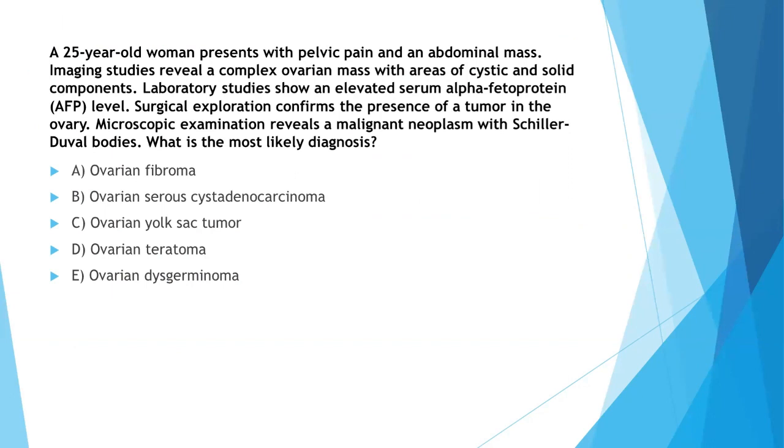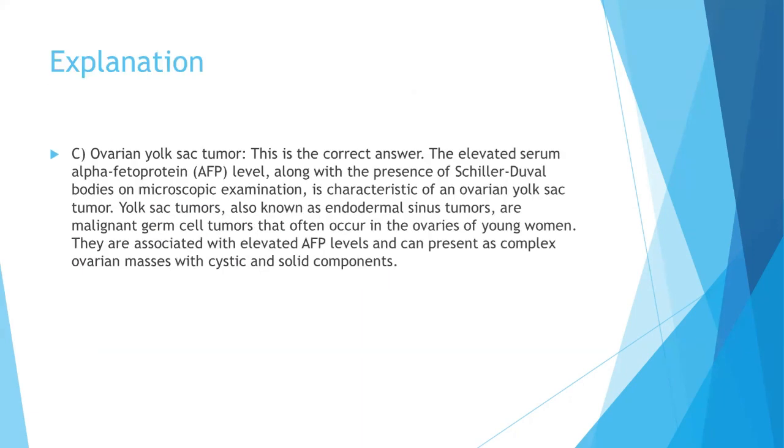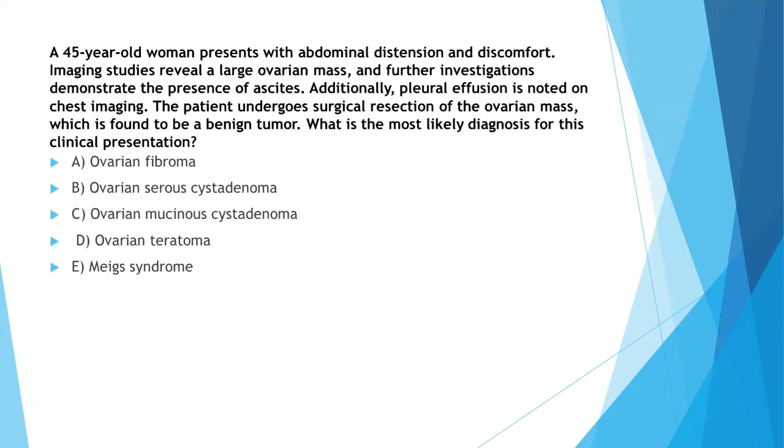A 25-year-old woman presents with pelvic pain and abdominal mass. Imaging studies reveal a complex ovarian mass with areas of cystic and solid components. Lab studies show an elevated serum alpha-fetoprotein level. Surgical exploration confirms the presence of a tumor in the ovary. Microscopy reveals Schiller-Duval bodies. What is the most likely diagnosis? We have already talked about it earlier. So the diagnosis is ovarian yolk sac tumor.